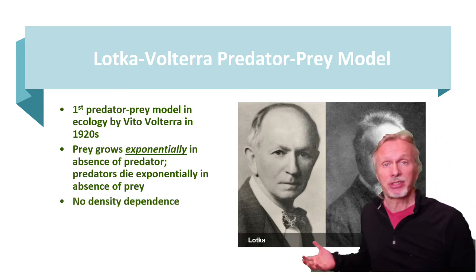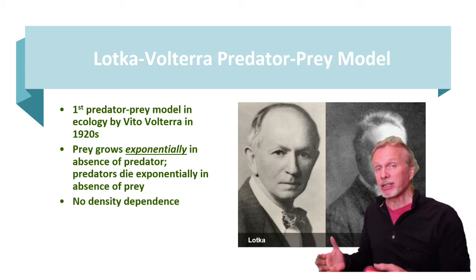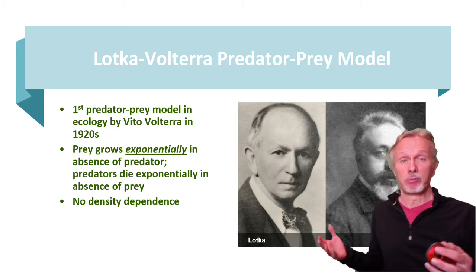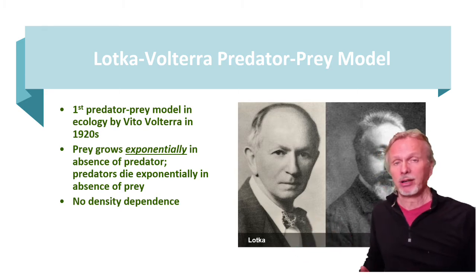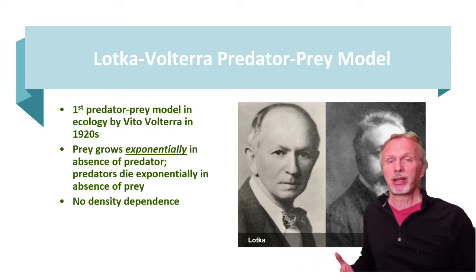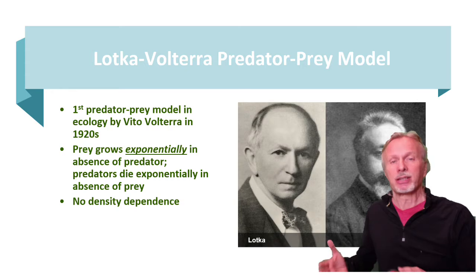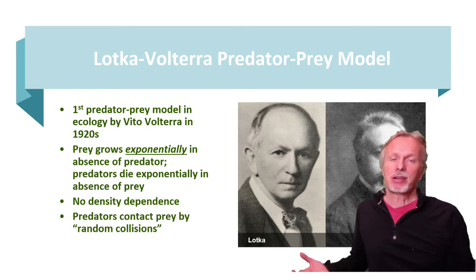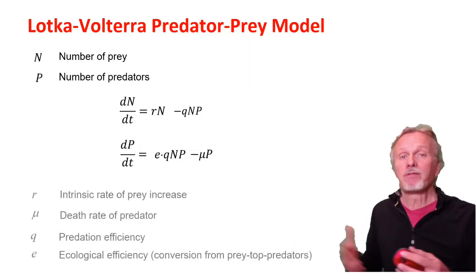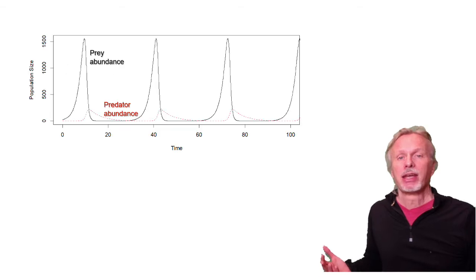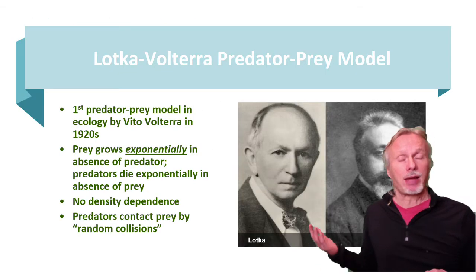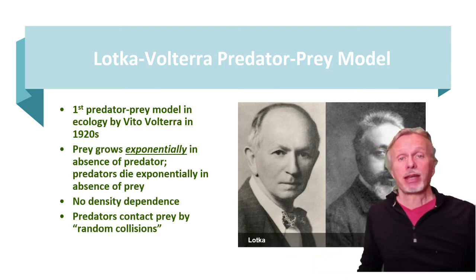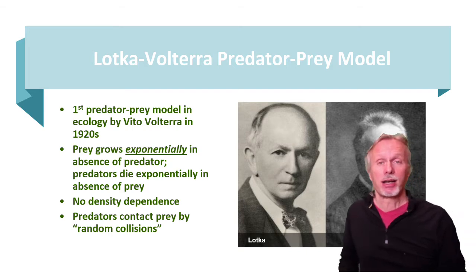The other assumption is that there is no density dependence regulating the prey or the predator, so the prey has an exponential growth and would grow indefinitely without a predator. And the predator, of course, depends upon the prey, but there is no density-dependent relationship that regulates its own mortality, for instance. And the other assumption is that the encounter between a prey and a predator is random and depends upon the abundance of the prey and the abundance of the predator.